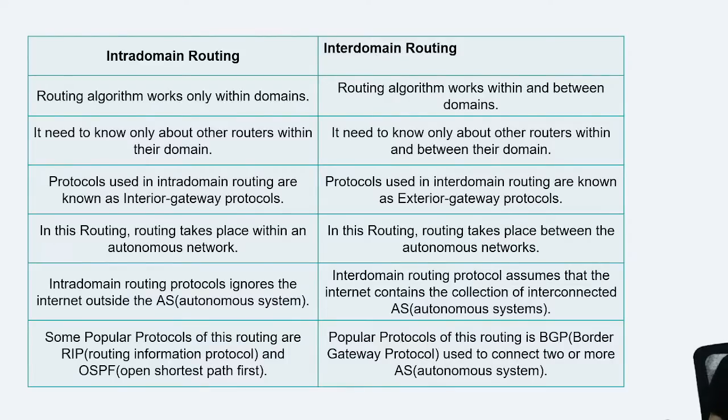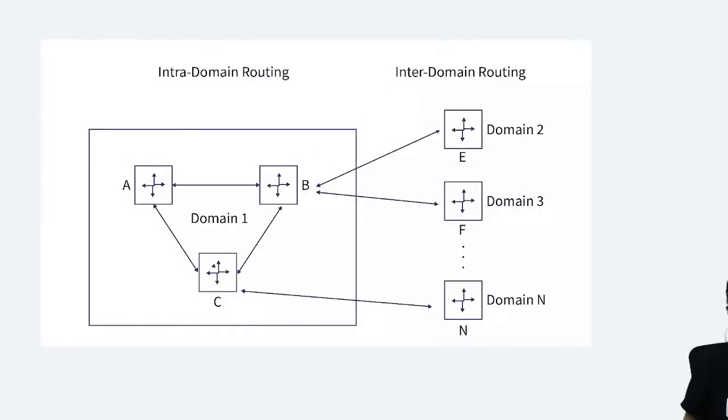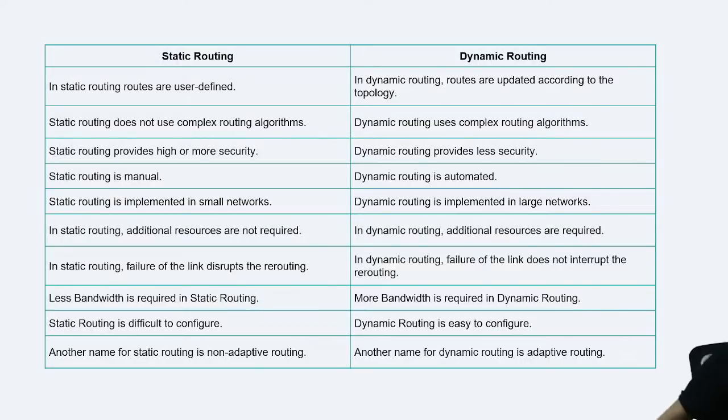So here you can see the difference between intra-domain and inter-domain. It needs to allow the routers within the domain, and all the examples are here. In intra-domain, routing takes place within the autonomous network. In inter-domain, the routing takes place between the autonomous networks. Now what is the difference? Here you can see with this image, within the network and between the networks, intra and inter.